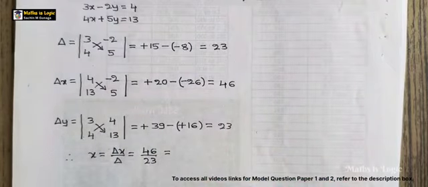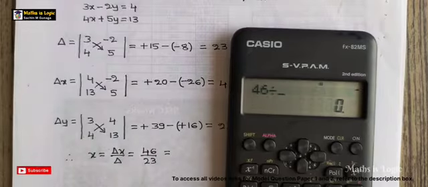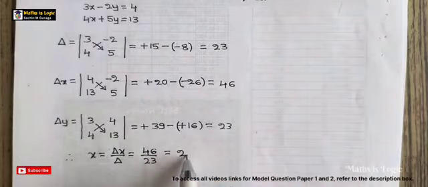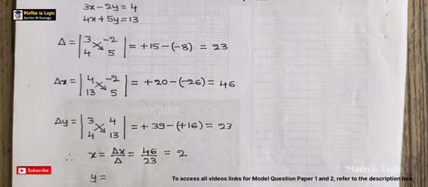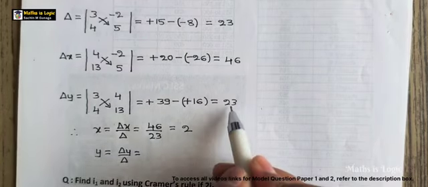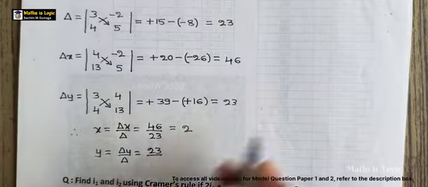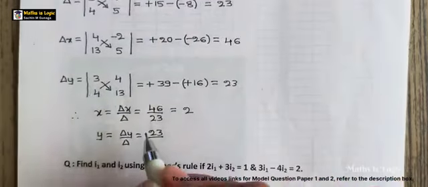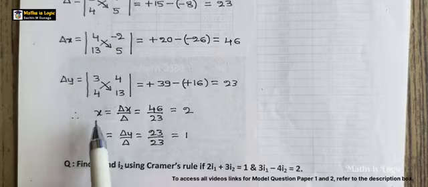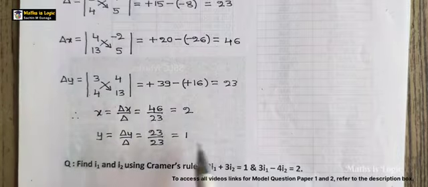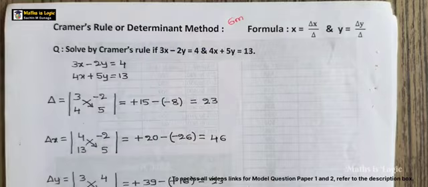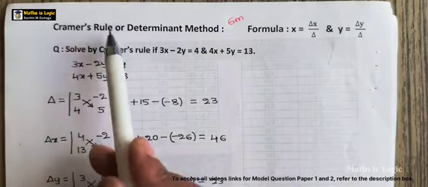So this is the final answer, otherwise you can divide. 46 divided by 23, final answer is 2. So write here 2. Next, y value. Formula for y is delta y divided by delta. What is the delta y? 23 divided by delta value is 23. So write here 23. So 23 divided by 23 is how much? 1. Therefore x is 2, y is 1. So this method only we are going to call it as determinant method, or it is also called Cramer's rule.